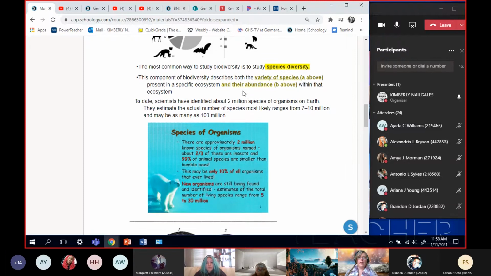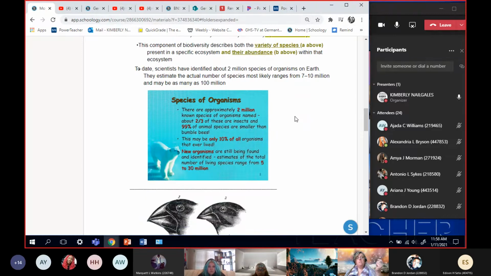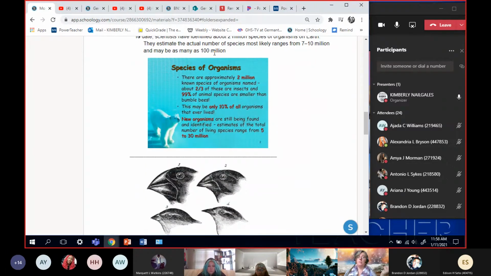And as what we know right now on Earth, we know that there are 2 million species plus of organisms that live on Earth right now. 2 million different types of organisms. And we haven't discovered them all. There may be 7 to 10 million on Earth right now. Some people are thinking all the way up to 100 million, but that's a far-ranging thing. Most of the organisms that we have named are insects and bugs. It says right here that 99% of the animal species are smaller than a bee.